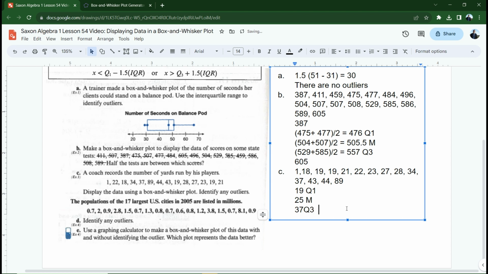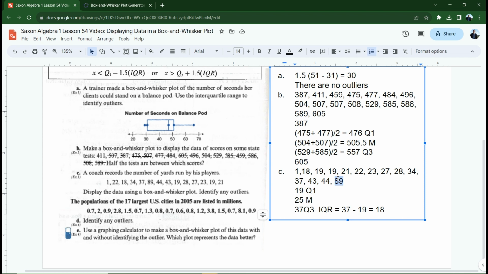That means that my interquartile range is 37 minus 19, or 18. So I'm going to take my first quartile and subtract 18 from it. I get 1, and that is my lowest number. 1 is not an outlier. I'm going to take my third quartile and add 18, and that gives me 55. Anything above 55 is an outlier. That means that 89 is an outlier.